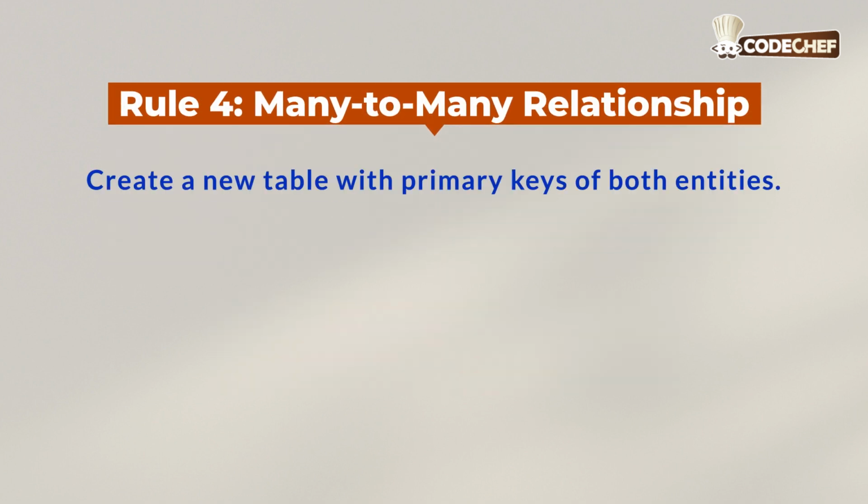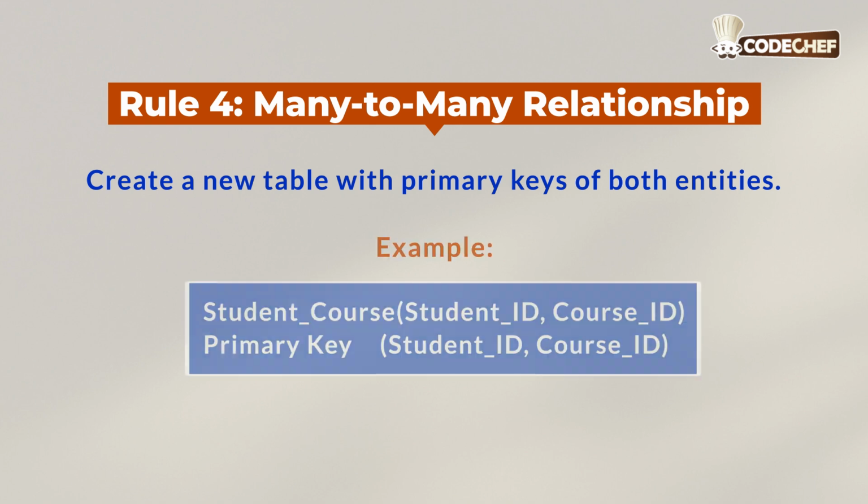In this case, when we want to convert an ER diagram into a table, we create a new table with primary keys of both entities. For example, the relationship between entities student and course. So it is a many-to-many relationship. It means one student can be enrolled in multiple courses and a course can have multiple students. So both the entities will use attributes student ID and course ID. So the primary key for such a table will be a composite primary key which will have both student ID and course ID.